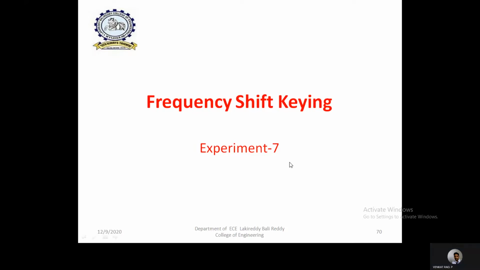Today in our digital communications lab, we'll discuss the frequency shift keying lab experiment, that is experiment number 7. In this, first we'll discuss what is frequency shift keying, the concept, theoretical analysis and waveforms, and then we'll move on to the experimental analysis.